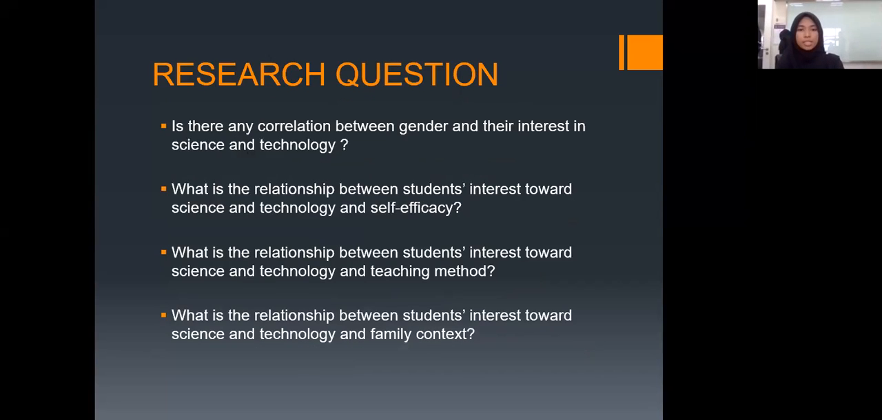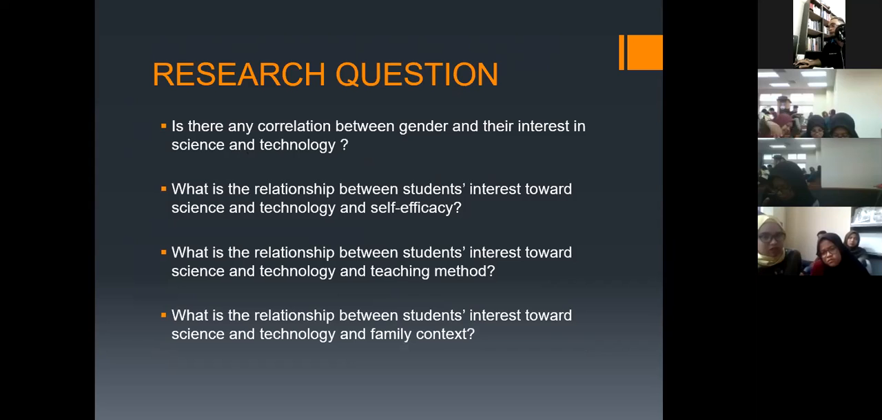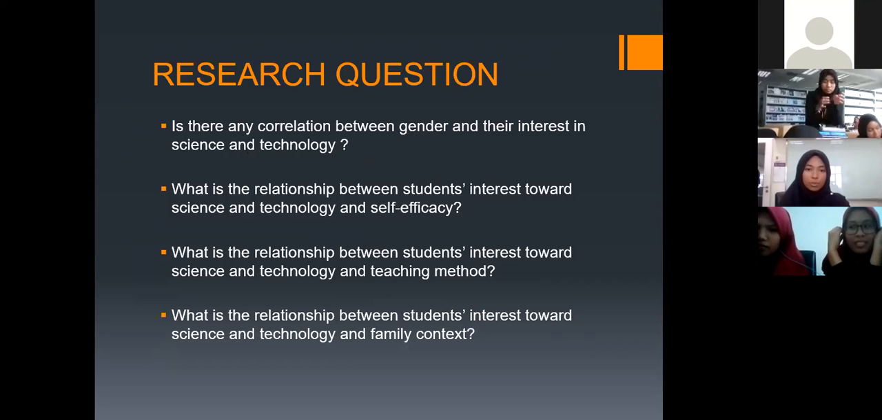The research question is: is there any correlation between gender and the interest in science and technology? What is the relationship between student interest towards science and technology and self-efficacy? What is the relationship between student interest towards science and technology and teaching method? And the last question is, what is the relationship between student interest towards science and technology and family context?